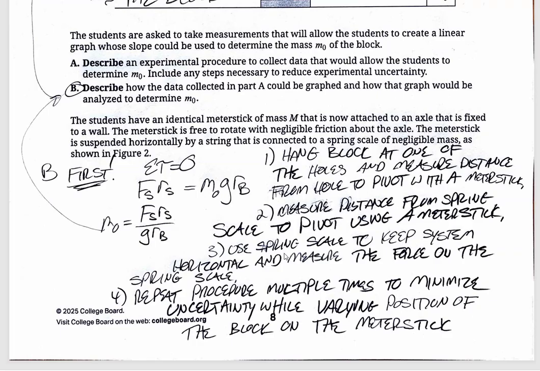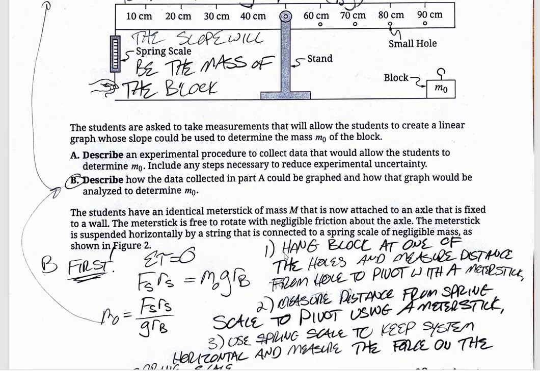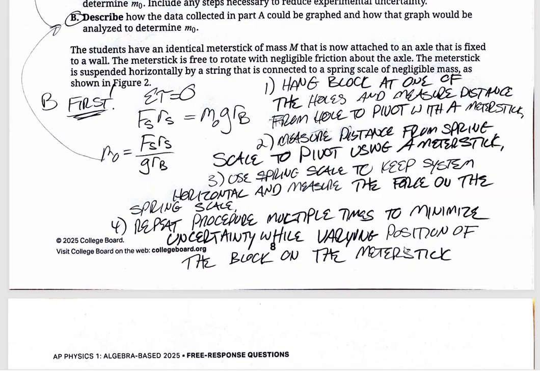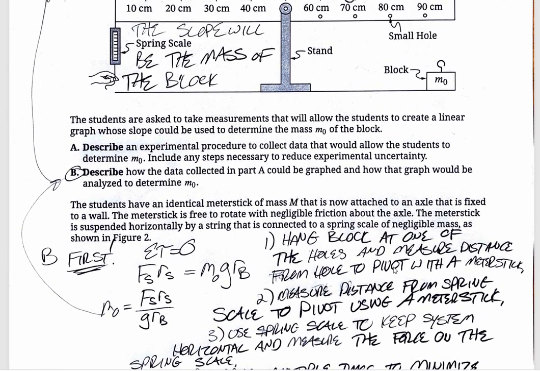Repeat the procedure multiple times to minimize uncertainty. I wonder if there's anything I might be able to vary. Sorry, I'm being sarcastic. You know that. Yeah, you could vary the distance that you hang the mass to the pivot point. So say it: varying the position of the block on the meter stick. Yeah. All right. What do I want to graph?